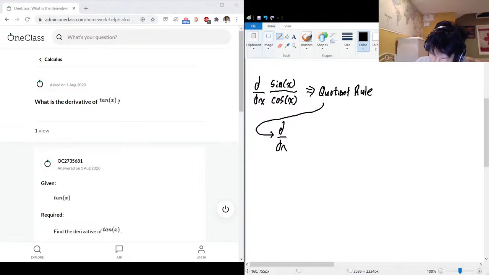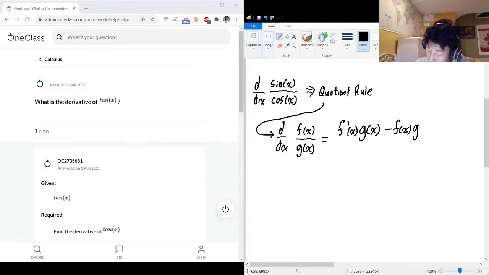d over dx of, let's call the top function f of x and the bottom function g of x. So the answer to this is the derivative of the top, f prime of x, multiplied by the natural bottom, subtract the natural top multiplied by the derivative of the bottom.